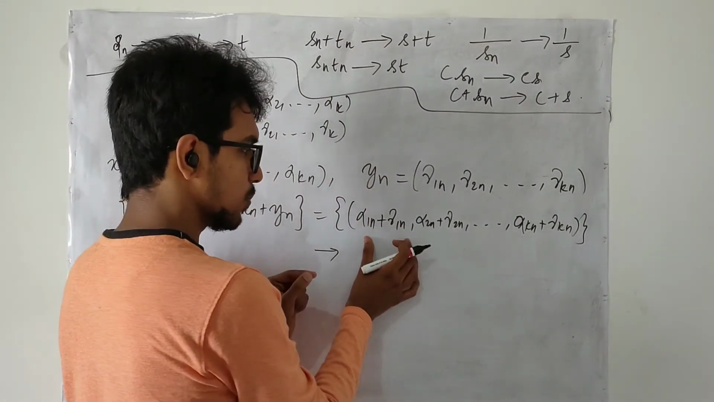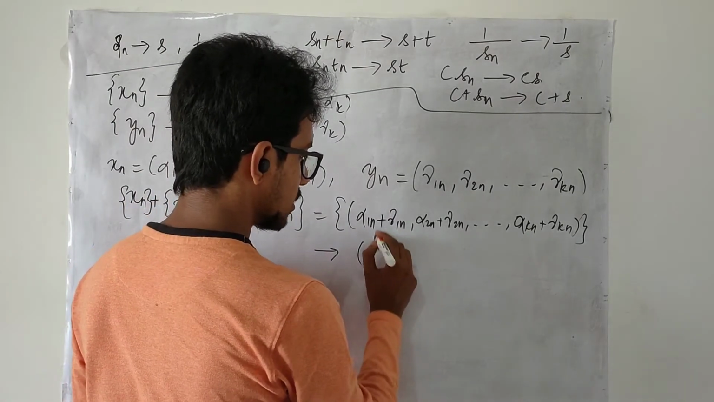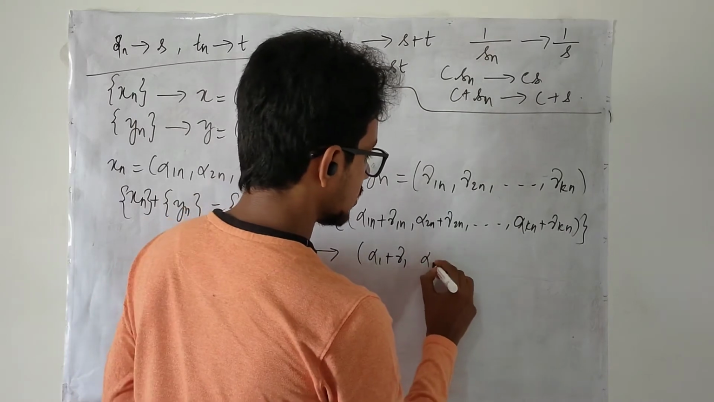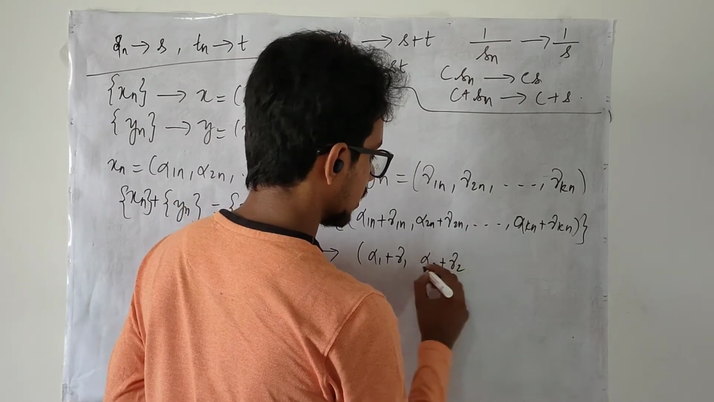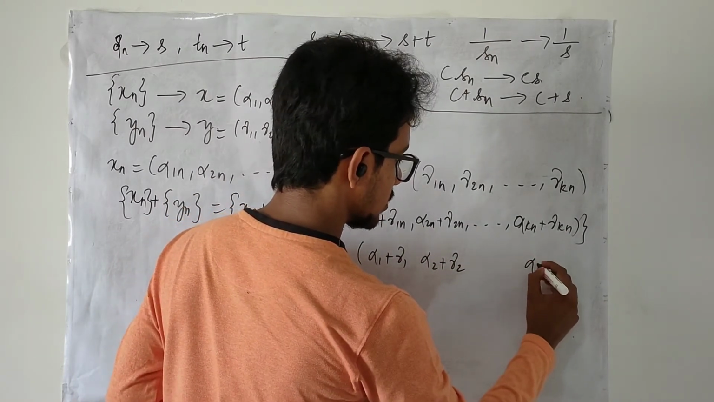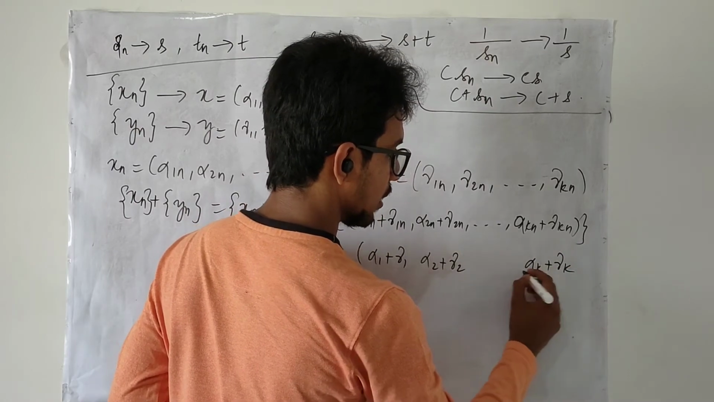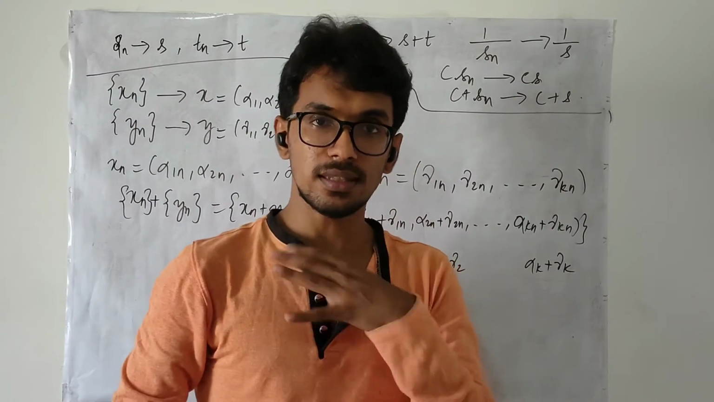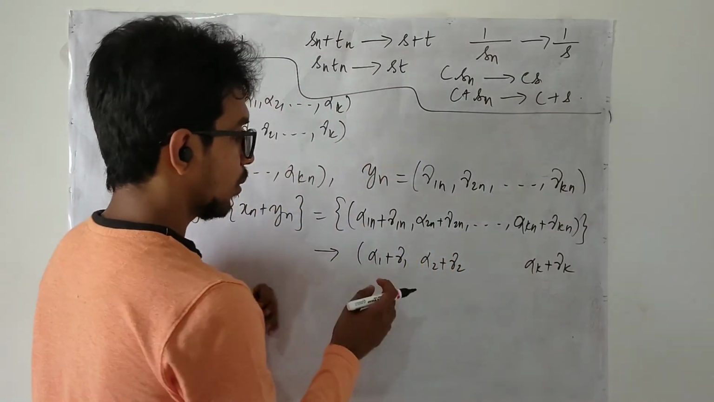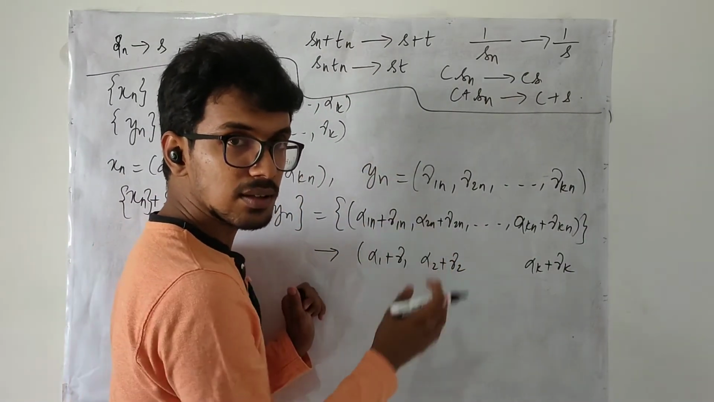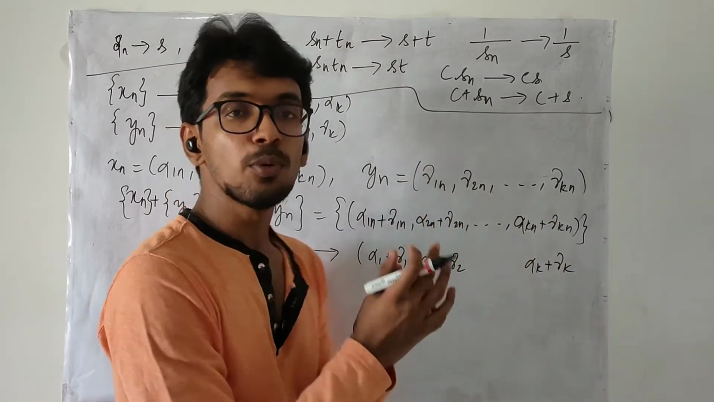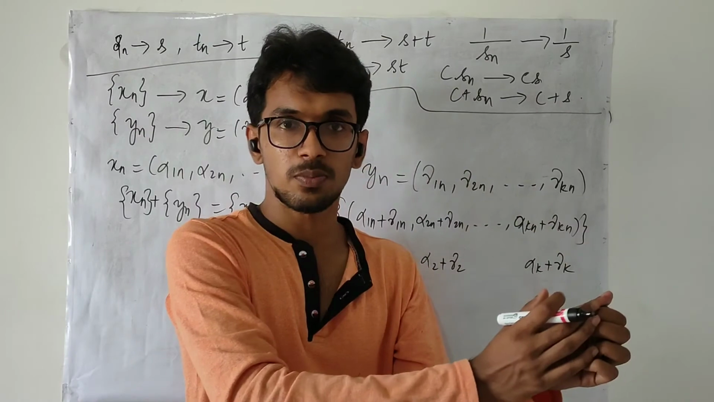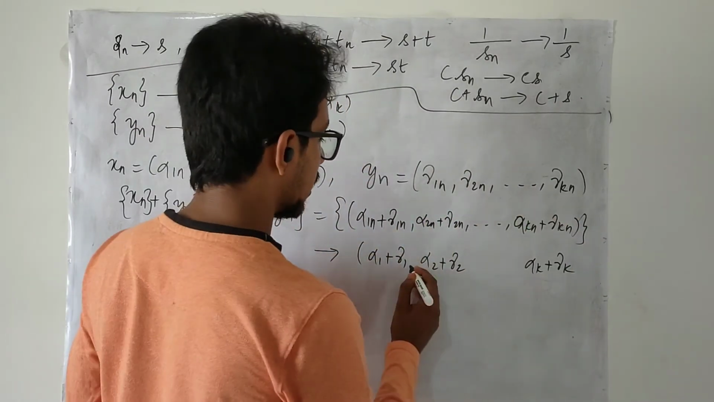Now, take only this part. This converges to alpha 1 plus gamma 1. And this converges to alpha 2 plus gamma 2, right? Similarly, this converges to alpha k plus gamma k. Now, using the theorem that we have just seen, a term-wise convergence is there. Therefore, when we put together in a k-dimensional space, that will also be convergent.